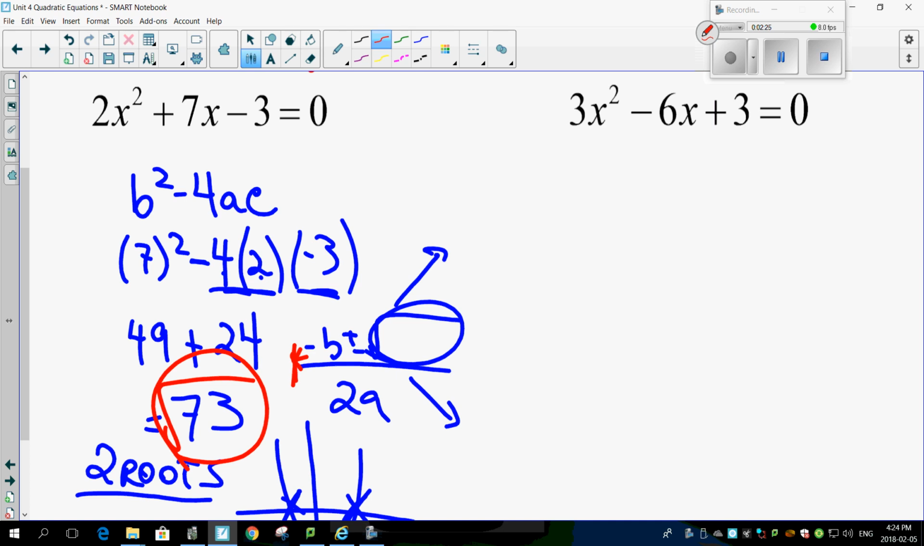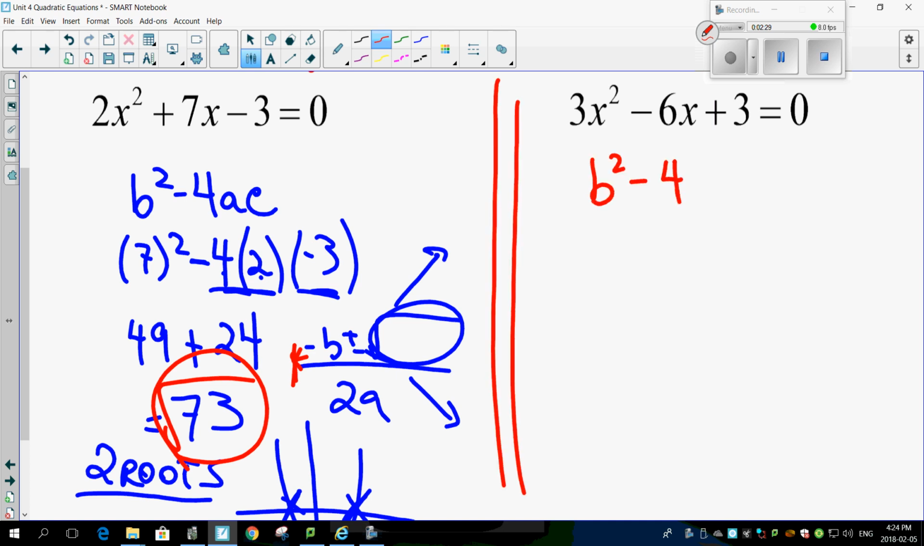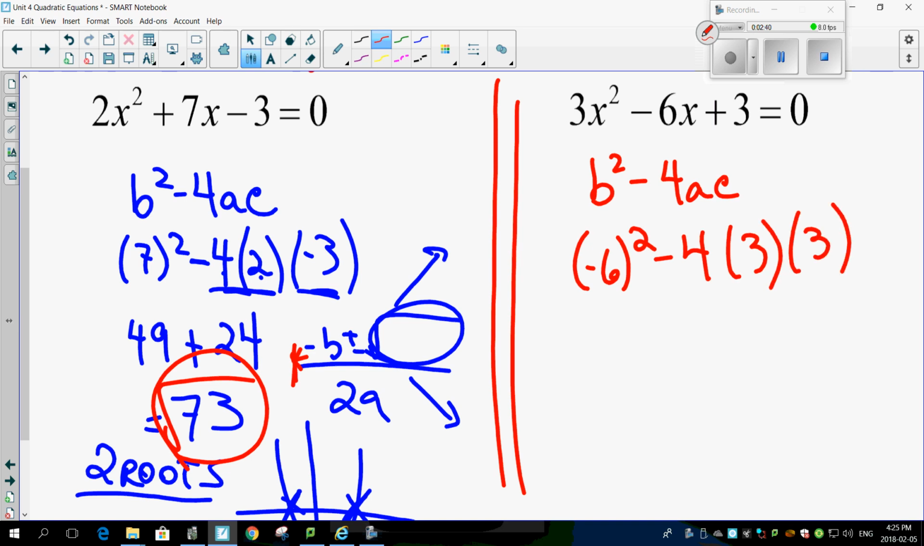Now, let's look at this question here and see what's going on. There again, b squared minus 4ac. Find the nature of the roots. B squared, there's minus 6, we have to square it. Minus 4 times a, which is 3, times c, which is 3. Look at this. Minus 6 squared is 36. Minus 3 times 3 is 9 times 4 is, oh my goodness, it's minus 36. This, in fact, gives you 0.